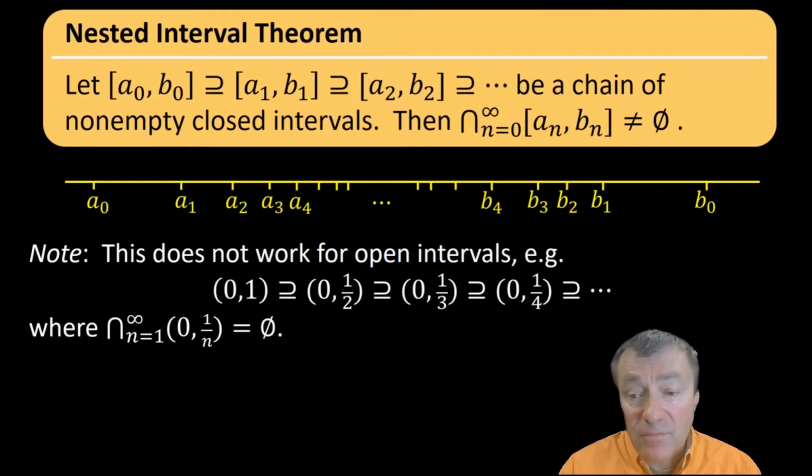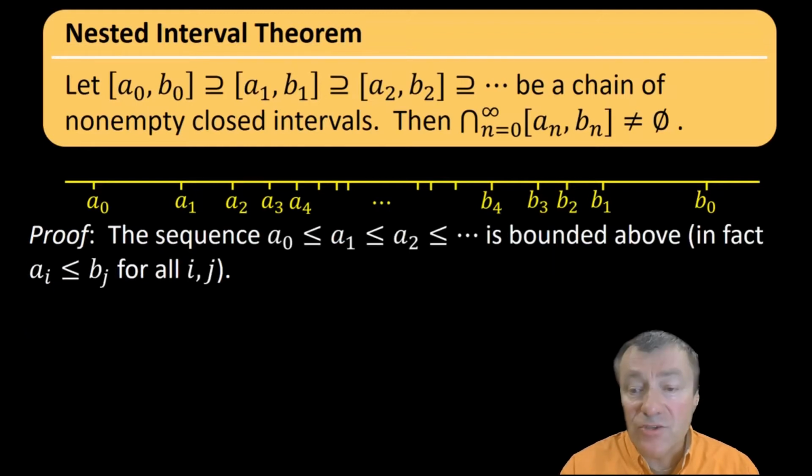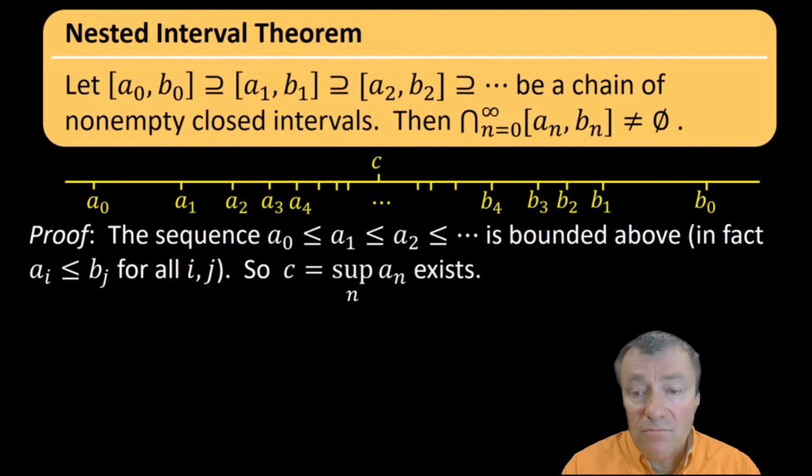And that's the property that I'll use to prove this theorem, the least upper bound property. So far, these are the only two defining properties of the real numbers that I've mentioned. They're an ordered field with the least upper bound property. So that's what you have to work with. Here's our proof. The left endpoints of our intervals form a sequence which is bounded above. In fact, each of the b's is an upper bound. So, by the least upper bound property, the supremum of that sequence exists.